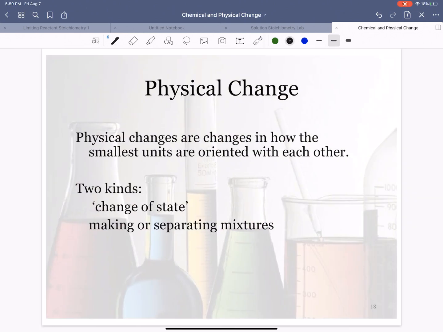Okay, there are 2 kinds of physical changes. A physical change is a change in where something is, how the smallest units are oriented with each other. Are they next to each other, or are they spread out? There are 2 kinds. One is change of state. There are 6 change of state terms that you need to know. And the second kind would be making or unmaking a mixture.